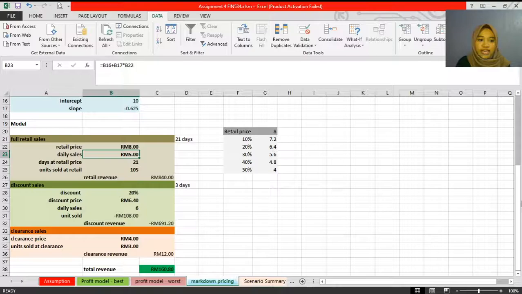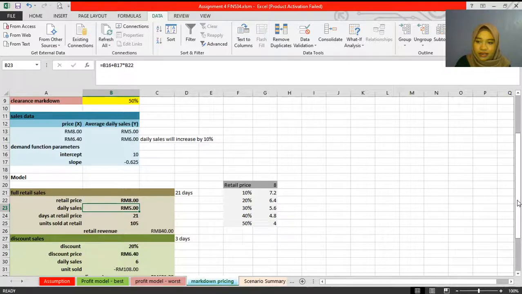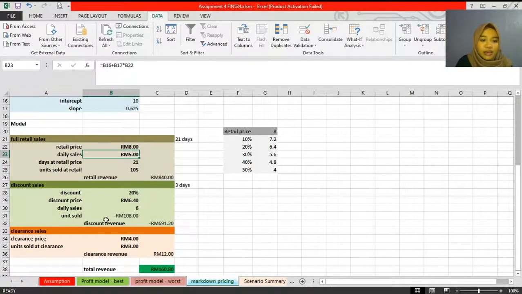Okay, so next is the discount sale. At discount sales, my discount is 20%, and my discount price is 6 ringgit and 40 cents, which I got from here. And my daily sales is just like that: my intercept plus my slope, multiplied by my discounted price, and I got my daily sales is 6 ringgit.